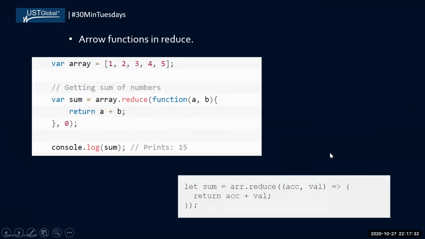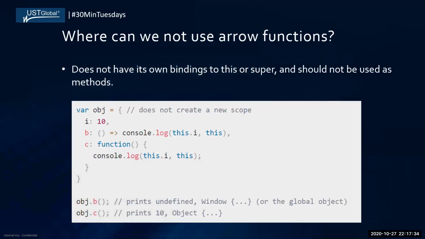Okay. So where we cannot use arrow functions. Arrow functions do not have their own bindings like other elements. They take only the scope where they are declared. So this should not be used as methods.